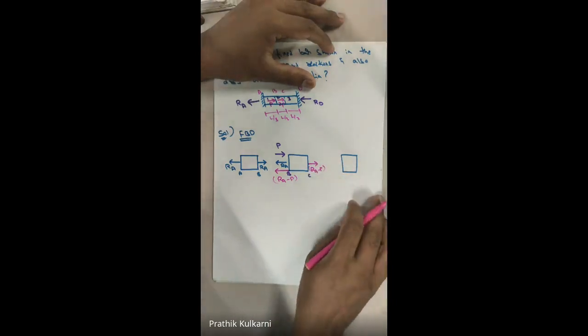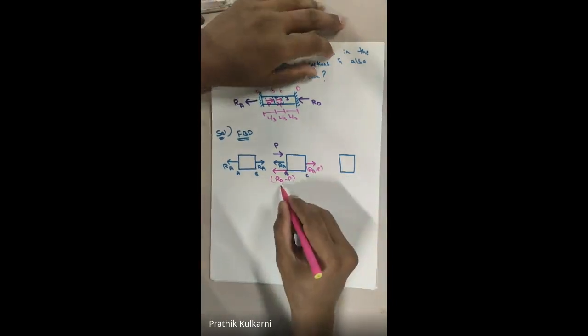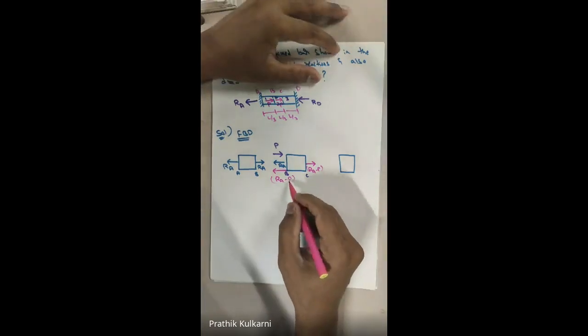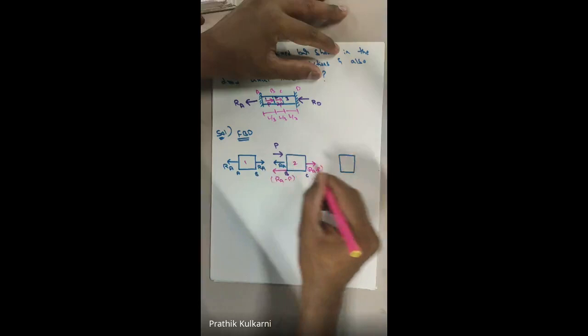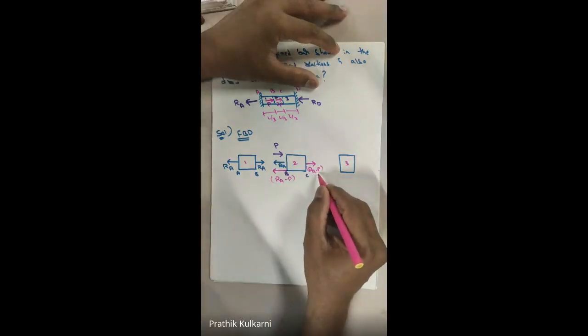If you don't understand, please you can ask me. Fine. This is RA minus P, the total force. Then the total force on the same portion. This is second one. This is first one and third one. It should be RA minus P only.